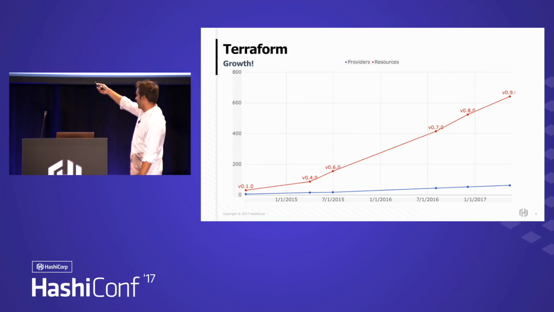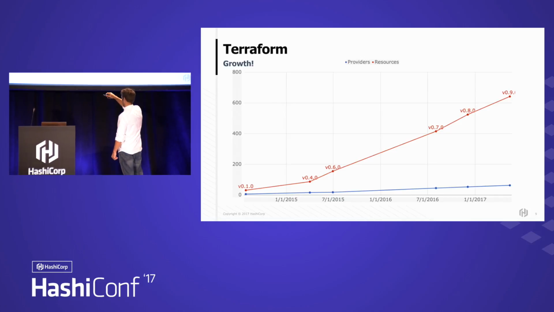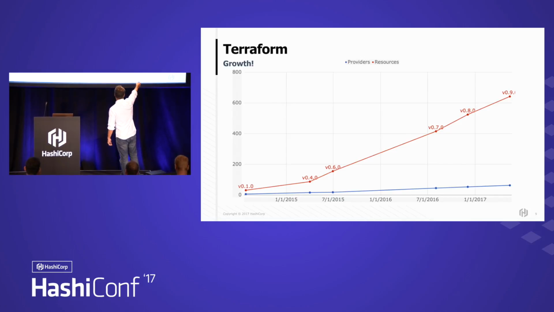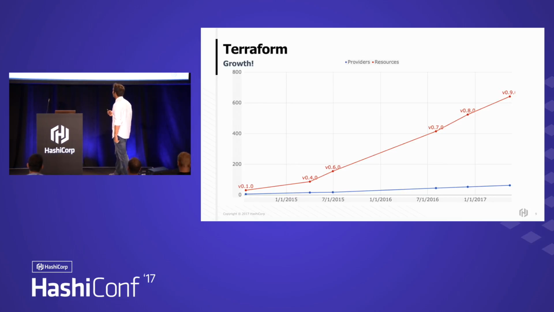4.0 is right about when I started there. And so this is a map or graph of resources and providers. You see providers have been slowly on the uptick. On 0.9, we had 65 providers, I think. Resources, on the other hand, are ballooning out of control, in a good way, of course.